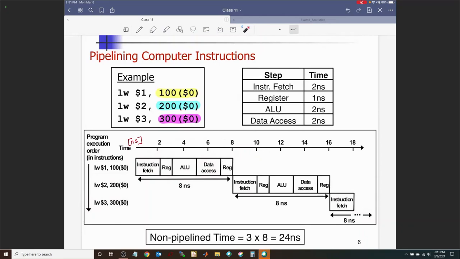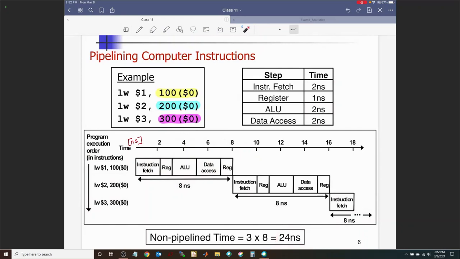And if you add up the time taken by each of these stages, 2 nanoseconds here, 1 nanosecond there, 2 nanoseconds there, 2 nanoseconds there, 1 nanosecond there, you would get 8 nanoseconds. So you go 8 nanoseconds for the first one, 8 nanoseconds for the second one, and 8 nanoseconds for the third one, giving you a total non-pipeline time of 24 nanoseconds.